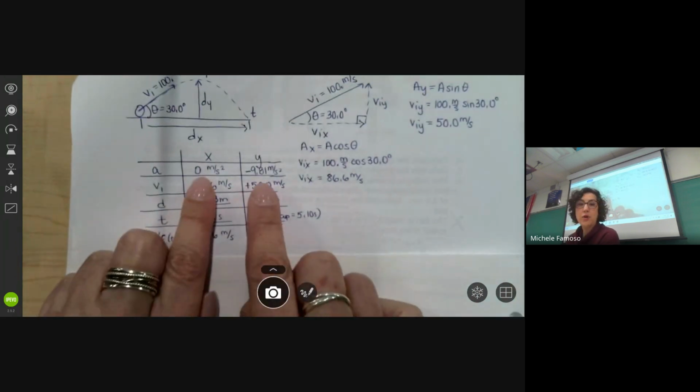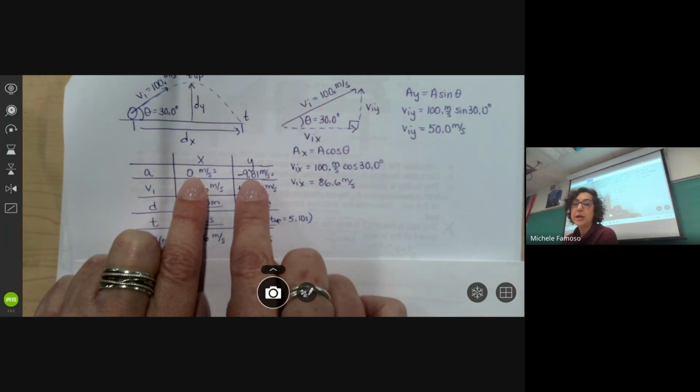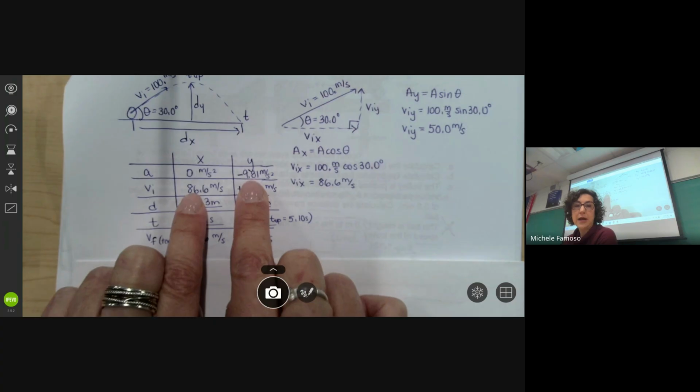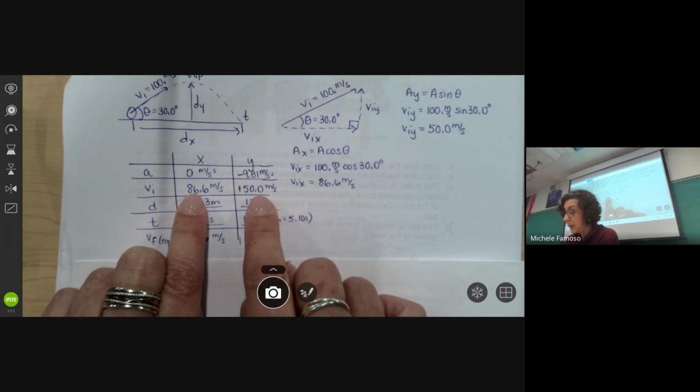Now you would take this and go ahead and make your chart. And what we know in the X direction, a is 0 meters per second squared. In the Y direction, it is negative 9.81 meters per second squared. The VI in the X is 86.6 meters per second, like you found here. In the Y, the VI is positive 50.0 meters per second. You do need to make that positive because in the vertical direction, it changes direction of motion. It goes up and then it comes down.